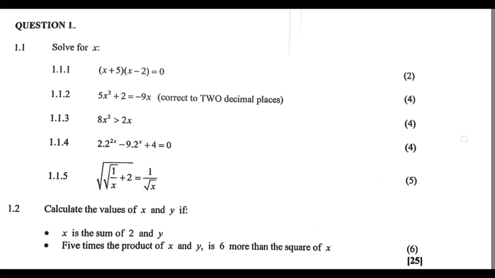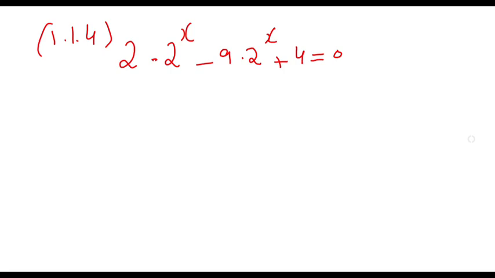Fourth question, 2 multiplied by 2 to the power 2x minus 9 multiplied by 2 to the power x plus 4 is equal to 0. This question is an exponential equation. So 1.1.4, rewrite the equation. The equation is this one. Now we're going to rewrite it using the law of exponents. We're going to use this law: a to the power m, all to the power n, is equal to a to the power mn. This law I'm going to use.